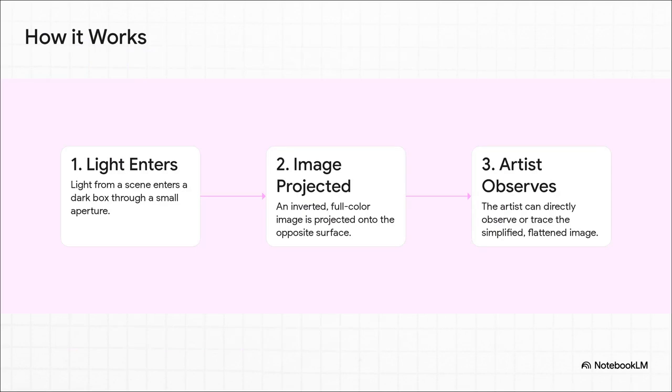The mechanics here are just straightforward physics. Light from a scene passes through a tiny hole or a lens, and because light travels in straight lines, a full-color image gets projected upside down onto the back wall. An artist could then look at this projection or maybe even trace its outlines, which would make the huge job of rendering reality on a canvas a whole lot simpler.